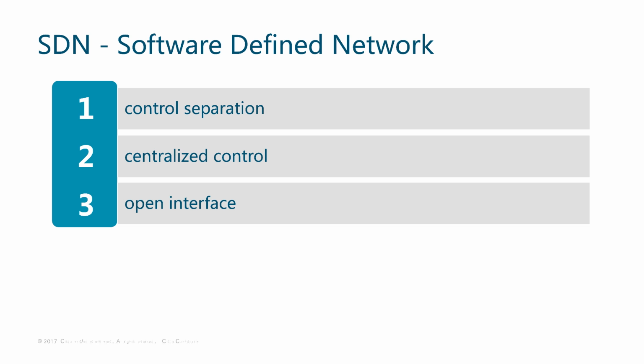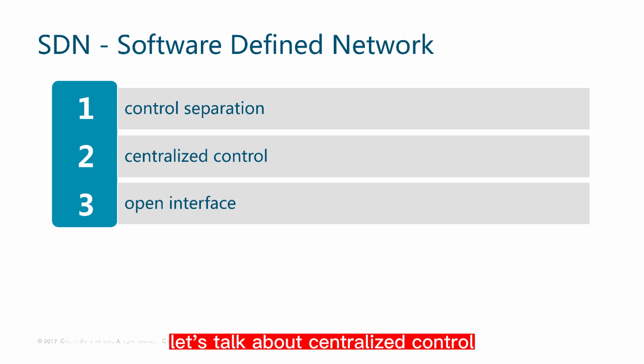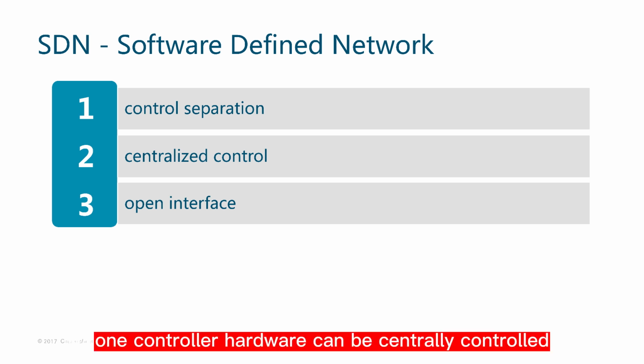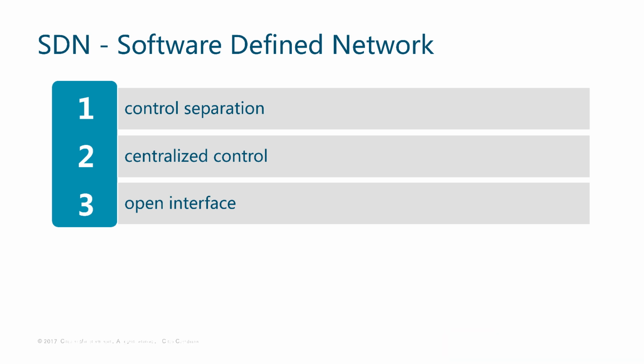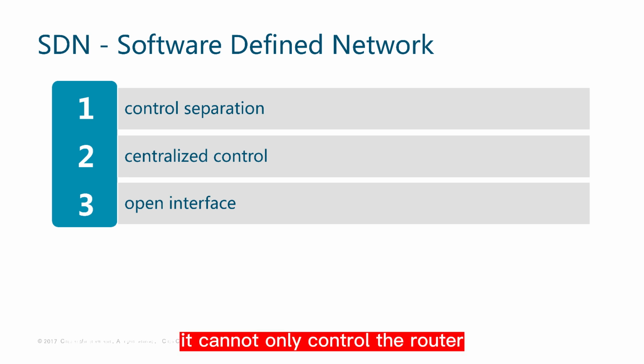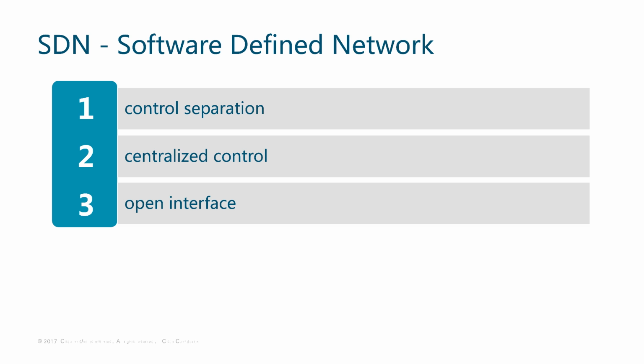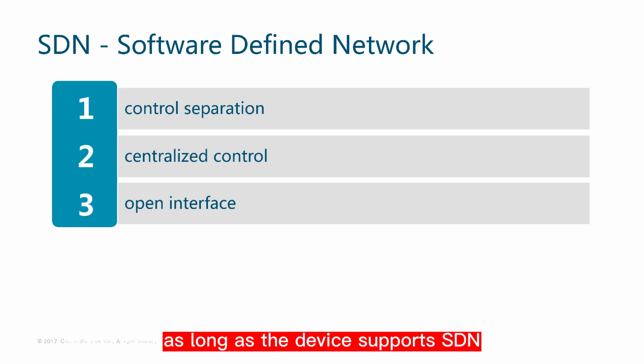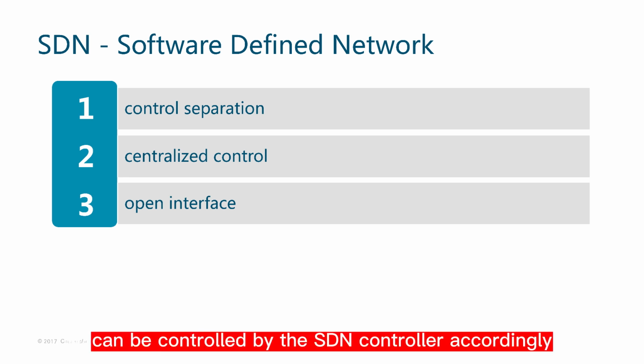Okay. Let's talk about centralized control. One controller hardware can centrally control not only the router, but any device that supports SDN. Whether it is a switch, a router, or a firewall, everything is possible. A wireless AP can also be supported. As long as the device supports SDN, it can be controlled by the SDN controller.